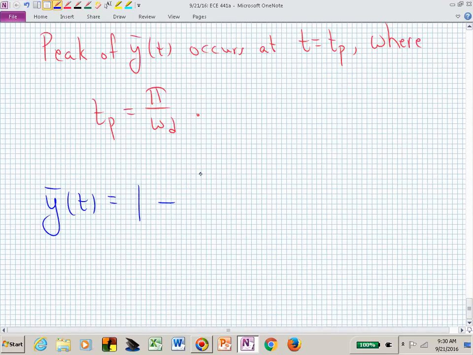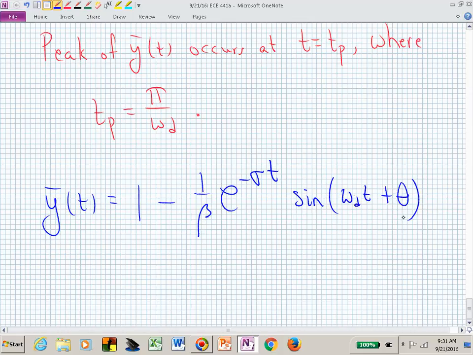It may not look quite like this because I'm using some of our introduced notation, but it's 1 minus 1 over beta e to the minus sigma t. That shouldn't surprise you. That's the exponential decay. Sine, what do you think the frequency of that sine wave is going to be? Omega sub d, the damped frequency of oscillation, and we may then have some offset. Let me call this a theta bar. Actually, I think it is the theta that we want, so let me just leave it there.